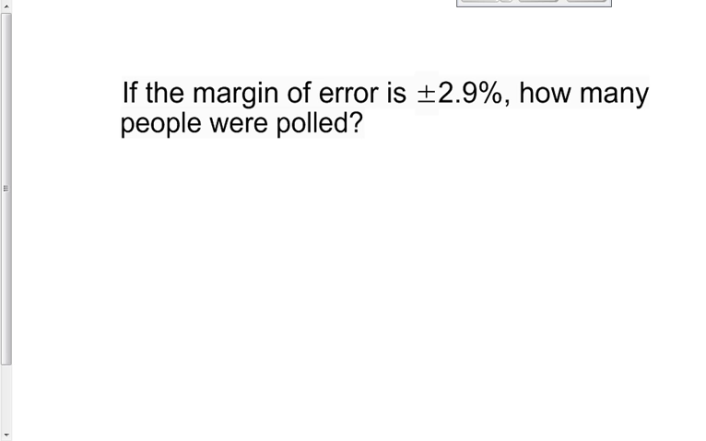We can also use this margin of error question and go backwards. If the margin of error is plus or minus 2.9%, how many people were polled? So in this particular sample, I don't know how many people I started with, but I know the error. So I can use my error value and go backwards with the formula. So remember again, your formula, plus and minus 1 over square root of n. I do know the error, 2.9%.